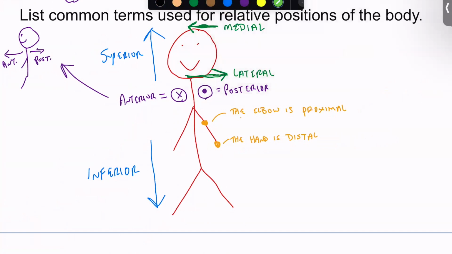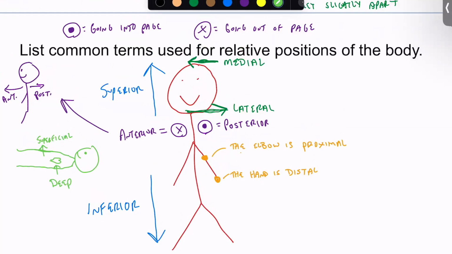Let's see. This one's a little bit harder. How could I draw this? Let's just say that we have somebody like this. Sorry, I'm not a good artist at all, but say they're laying on a table like this. So superficial just means toward the surface. Say I was talking about somebody's skin, you'd be talking about more superficial. But then say I start to talk about their heart, compared to the skin, this is deep. All right. So if you guys have any questions there, just let me know.